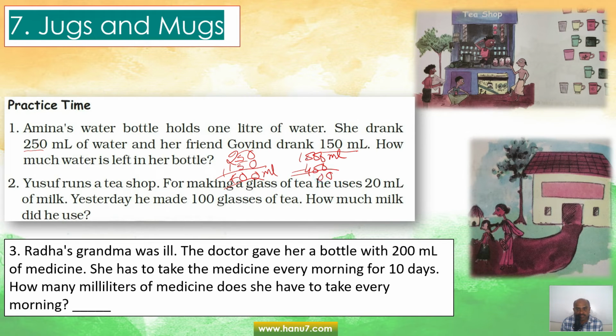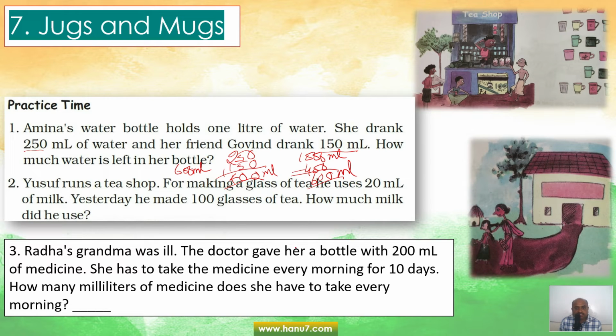0 minus 0. You will be getting a borrow, and moreover there is nothing here, so it will become 1 0 10. So from 10 if you remove the 4, it will be 6. So 600 ml is the answer. So how much water is left in her bottle is 600 ml. Like this you have to solve this question.